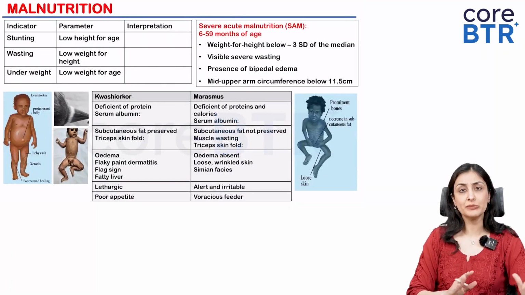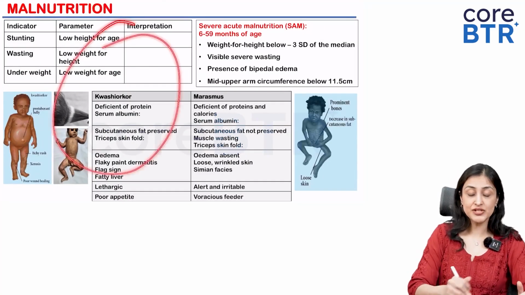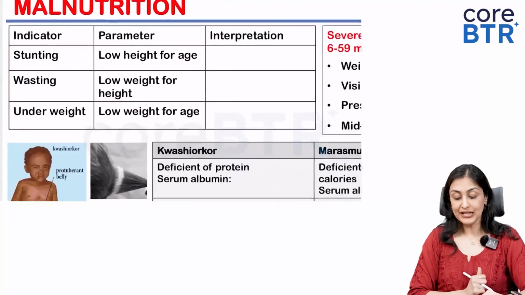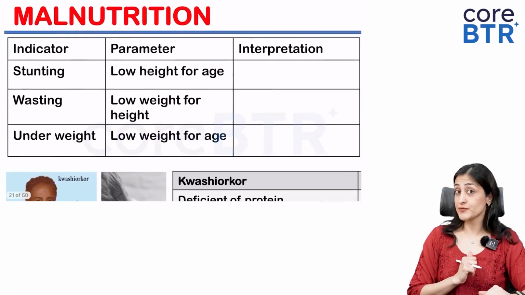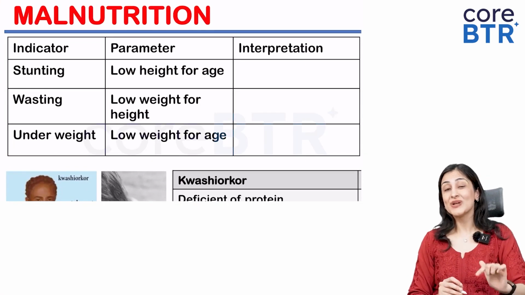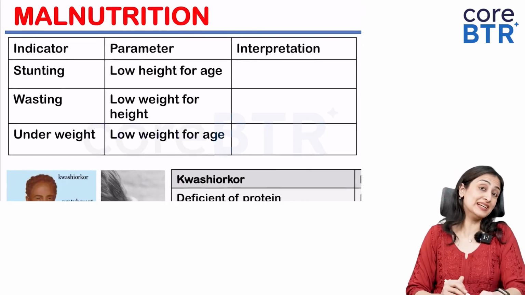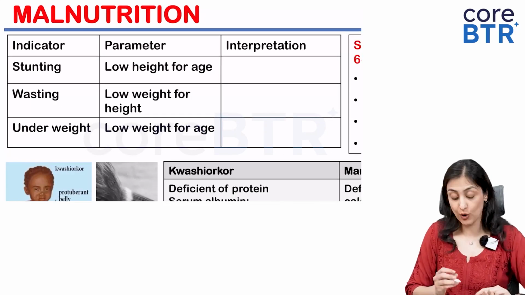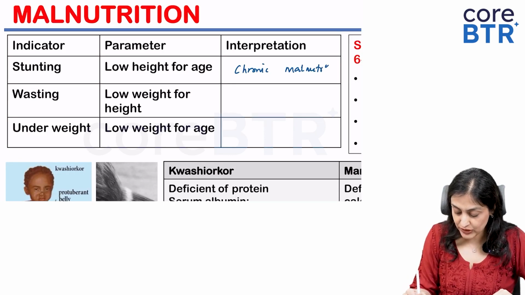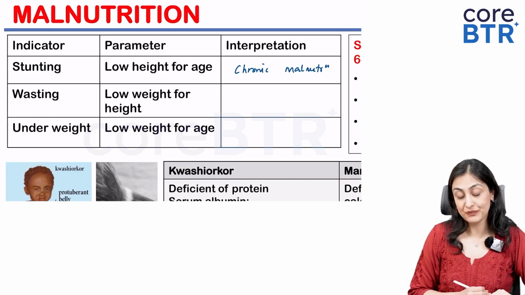So we've done normal growth and development. Now let's talk about when it goes wrong: malnutrition. For malnutrition, you need to know these 3 terms, super important. Stunting is low height for age. When the height lags behind, that indicates that there is some issue for a long term. So this is what indicates chronic malnutrition. Okay, so chronic malnutrition, stunting.